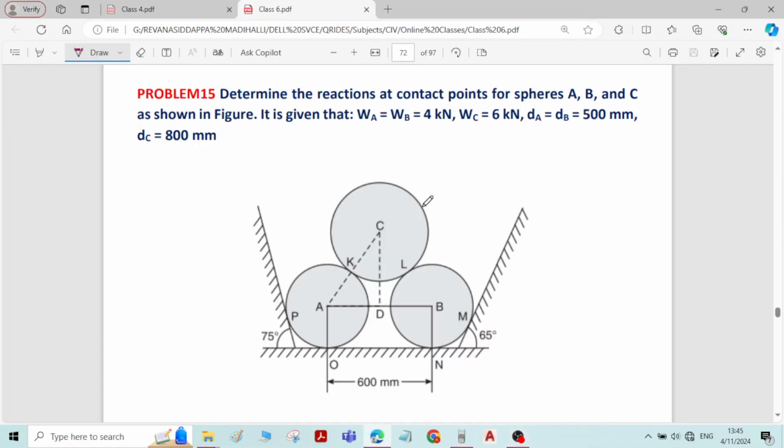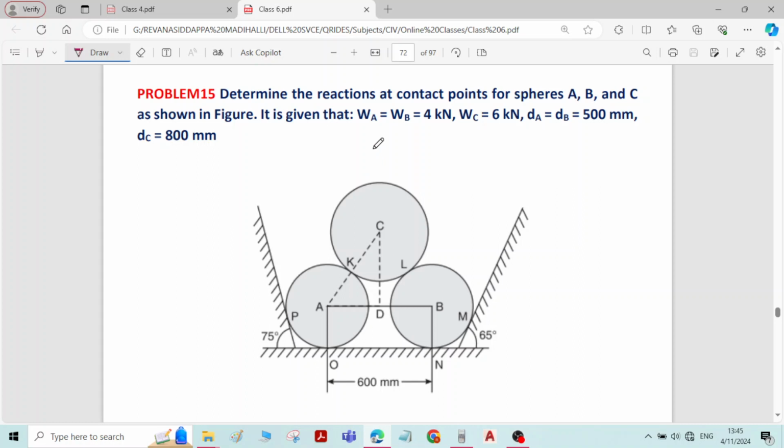This is problem number 15 on equilibrium of forces. We have to determine the reactions at contact points of spheres A, B, C. There are contact surfaces at P, K, L, M, N, and O. At all these contact surfaces, we have to determine the reactions.